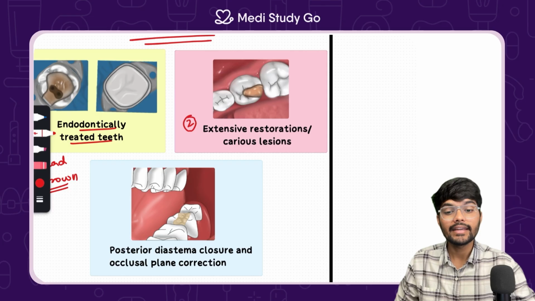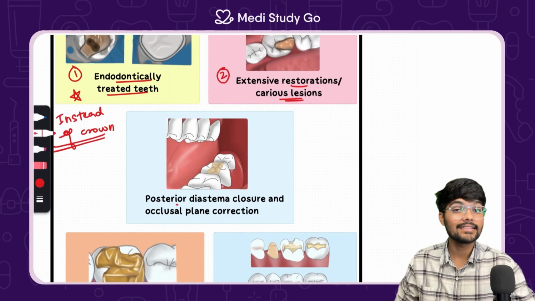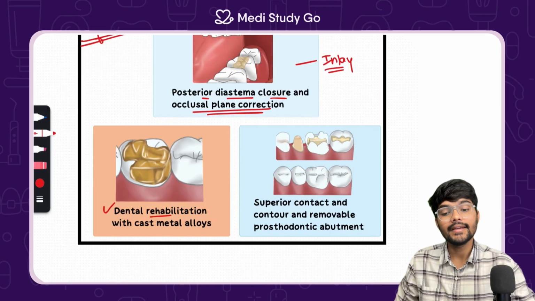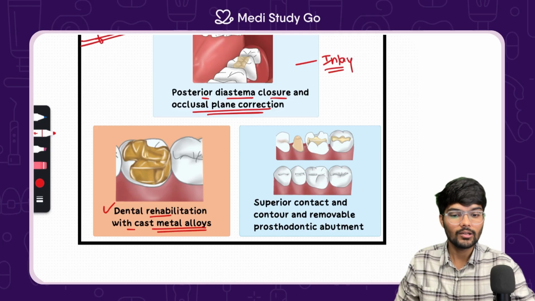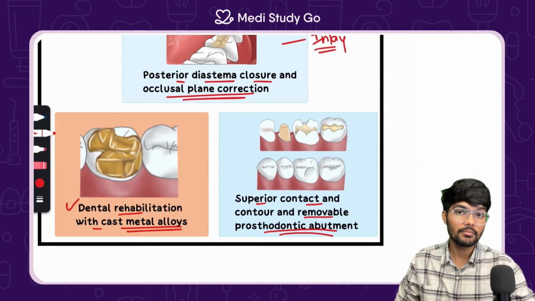The second indication is extensive restorations or carious lesions, obviously. The third is posterior diastema closure and occlusal plane correction. Now, this usually is done with the help of inlays only. After that, dental rehab with cast metal alloys, superior contact and contour, and removable prosthodontic abutments.